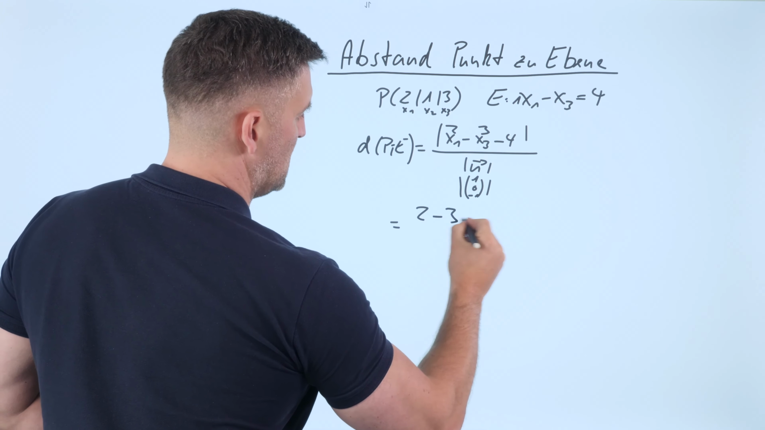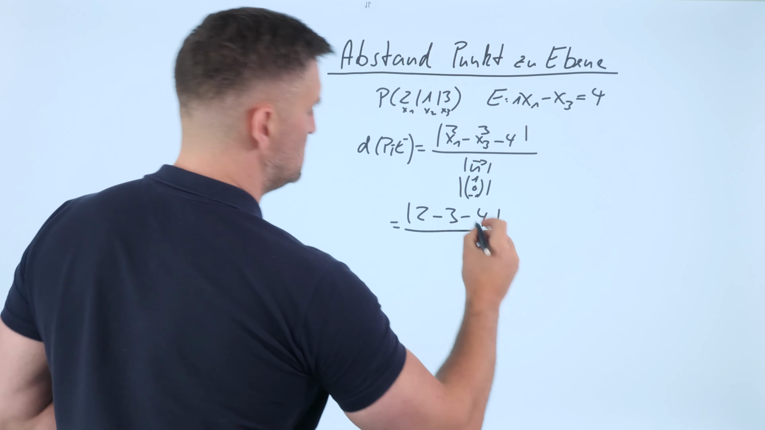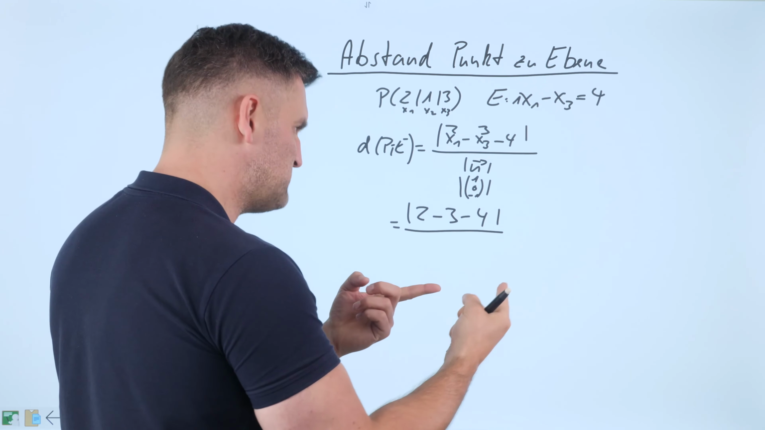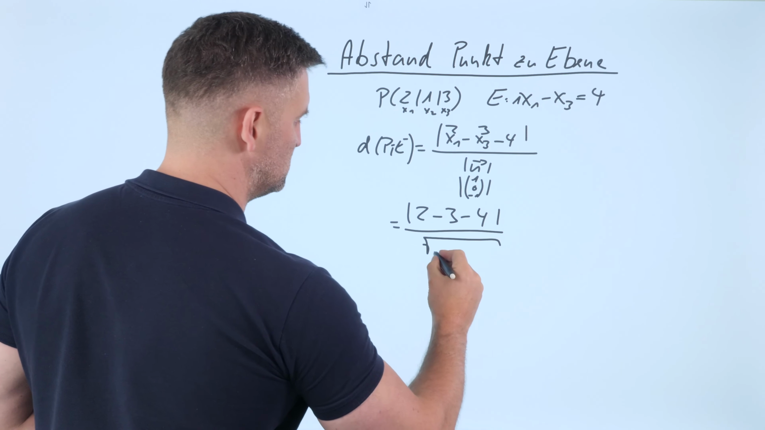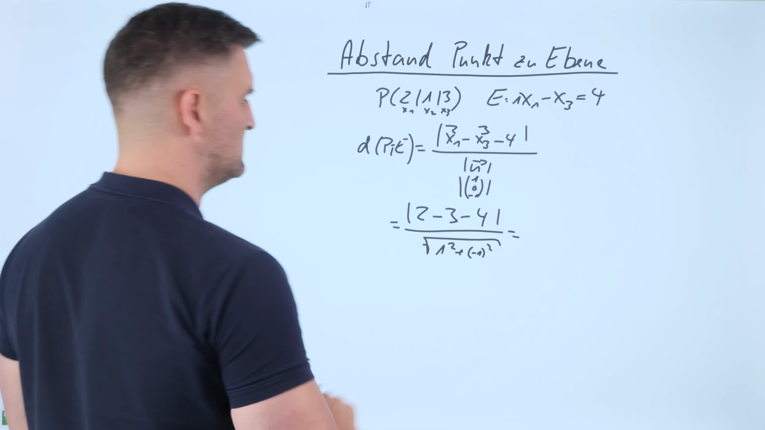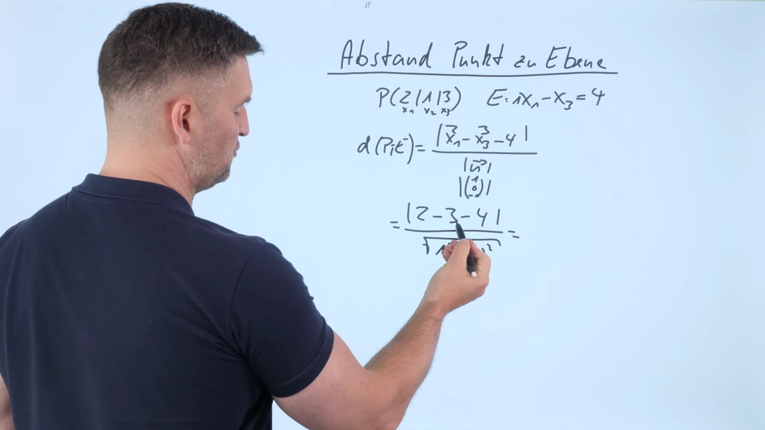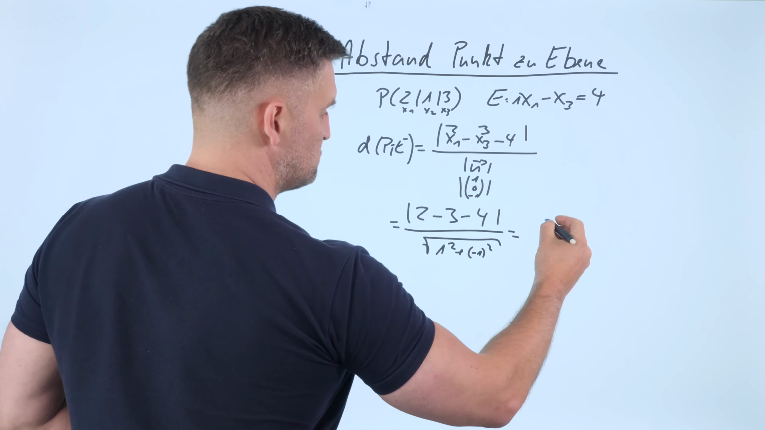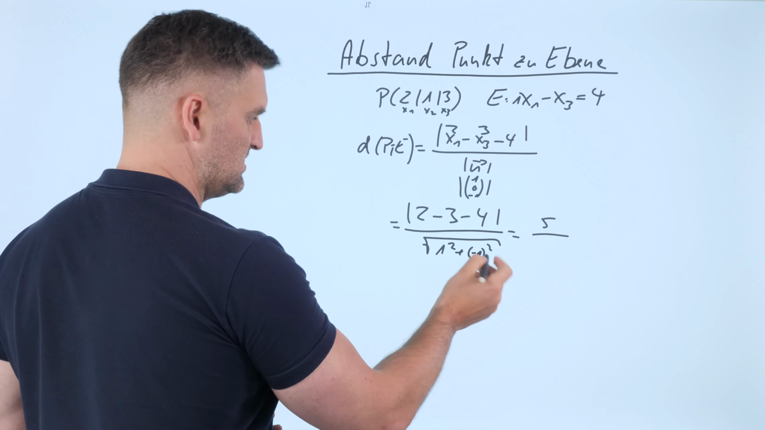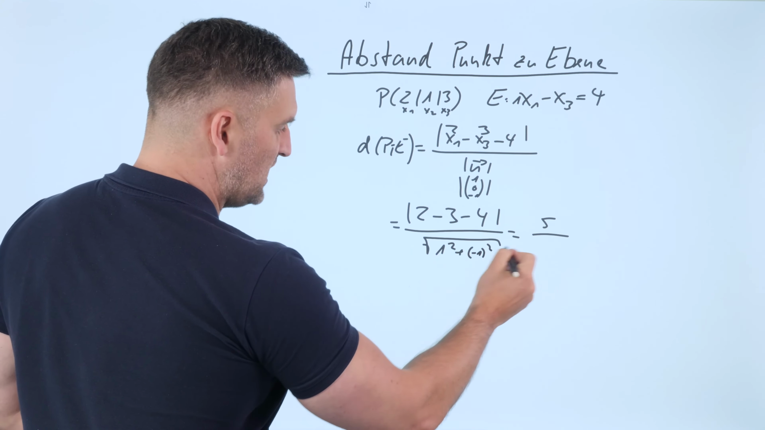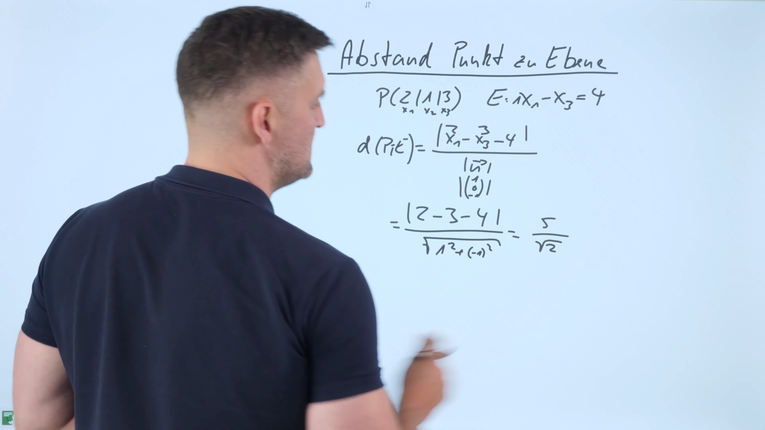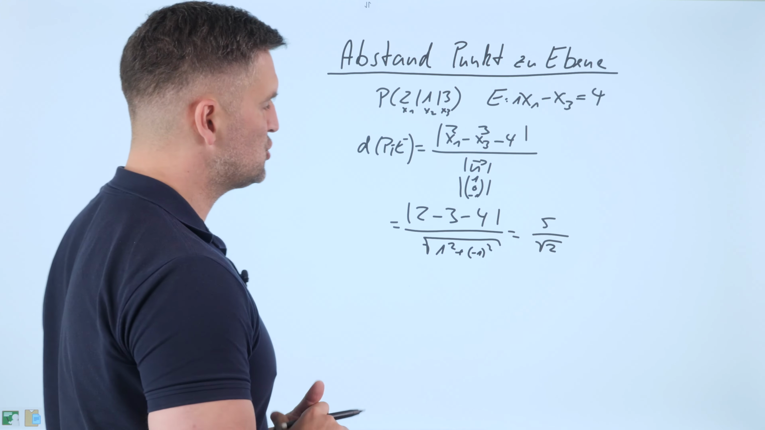So accordingly, we have 2 minus 3 minus 4 magnitude. And now be careful. It means the length of a vector. So the square root of 1 squared plus 0 squared plus minus 1 squared. And that gives us 2, 3. Minus 1 minus 5 is minus 5, so plus 5 over the square root of 1 squared plus 0 squared plus minus 1 squared. 1 plus 1 is 2, so square root of 2. And with that, we have determined the length.